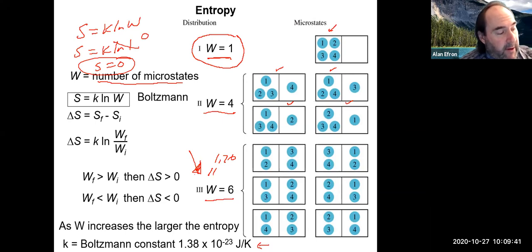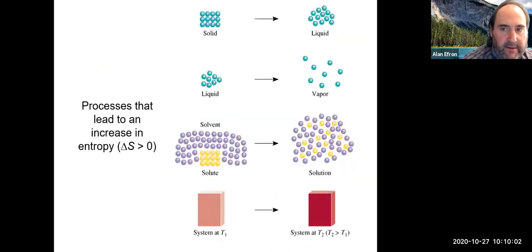As opposed to where we want to put everybody into one side, there's only really one way to do that. You have to be kind of perfect to do that, and it's going to have a low entropy and a lower probability of occurring. So again, here K is that number on the bottom, and it is a constant, and W is the number of microstates. Any questions on that there?